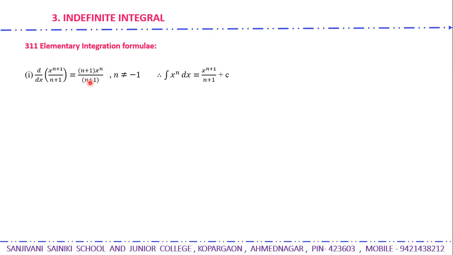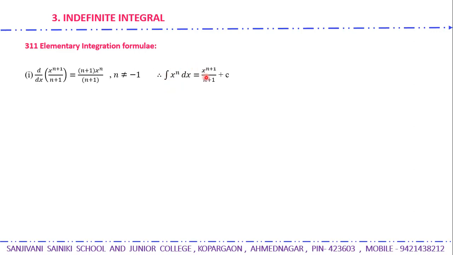Okay, so it means, if the derivative of this function is this function, then the integration of this function must be equal to this function. So we get: the integral of x raised to n is x raised to n plus 1 upon n plus 1. In derivative, we take this index to the front. The derivative of x raised to n is n times x raised to n minus 1.